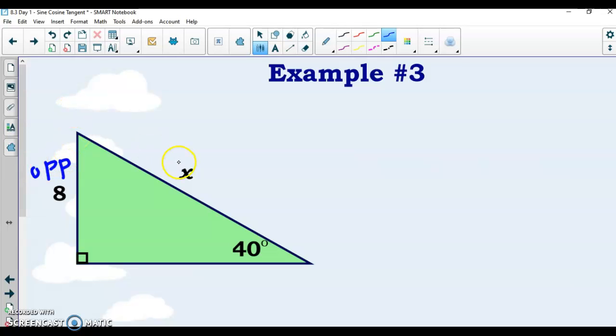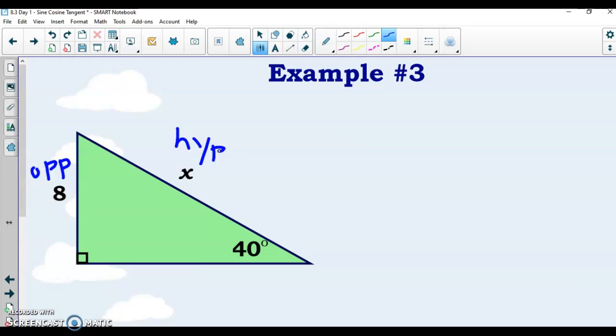If you look at x, well, x isn't one of the legs because it's not one of the sides that make up that right angle. Instead, it's the side length that's across the triangle from our right angle, and that is always known as the hypotenuse. Okay, so the two lengths that we have here, we know the opposite leg is 8, and we're trying to solve for the hypotenuse.